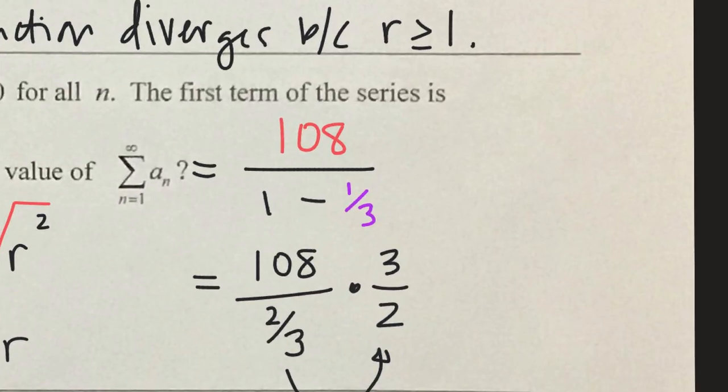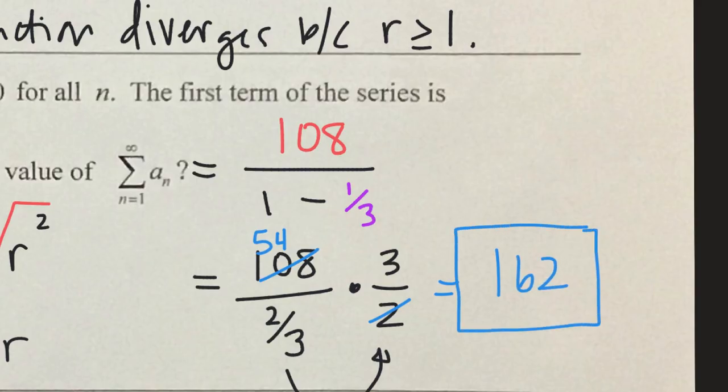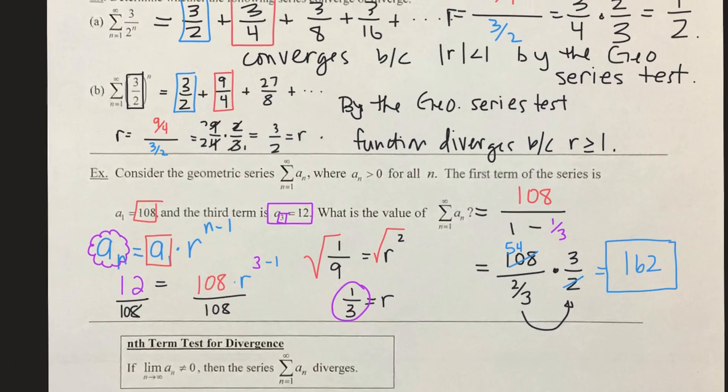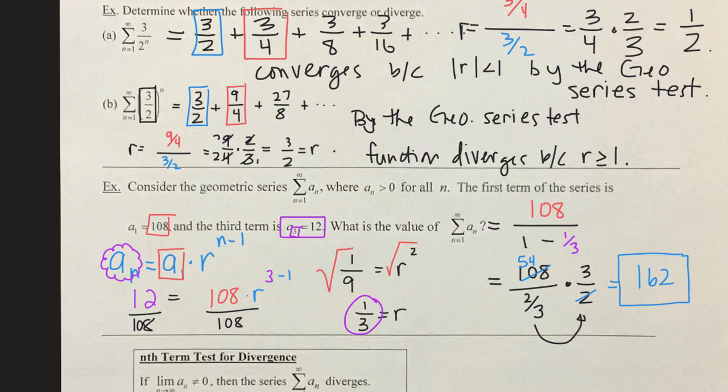Well, I know half of 108 is 54, right? 54 is half of 108. So 54 times 3 is 162. So all of the terms of this sequence, 108 r to the n minus 1, all of those terms would add up to 162. Okay, so this is a convergent sequence. Converges because the ratio is less than 1, and it converges to 162. Adding up all of these fractions, all these numbers, gets us to 162.